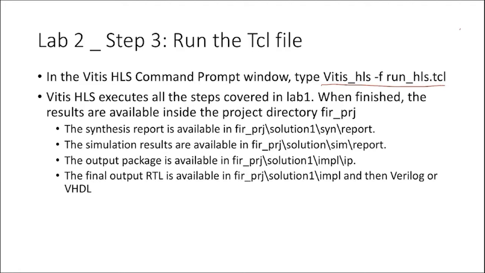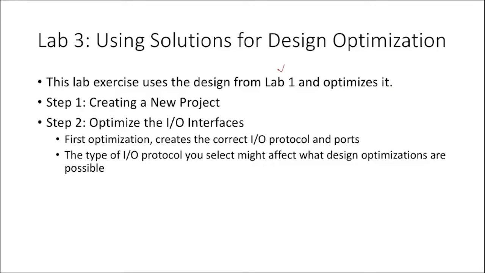Lab 3 is using solution for design optimization. This step will exercise using the design from lab 1. First, we need to create a new project and optimize the I/O interface. The first optimization is to create the correct I/O protocol and ports, and the type of I/O protocol you select may affect what design optimizations are possible.